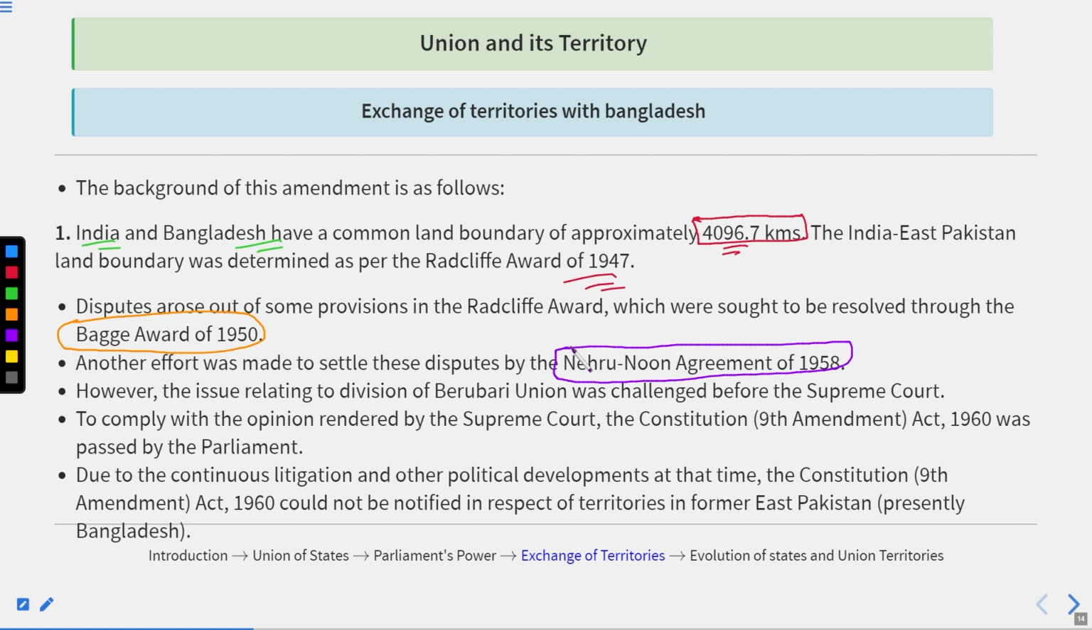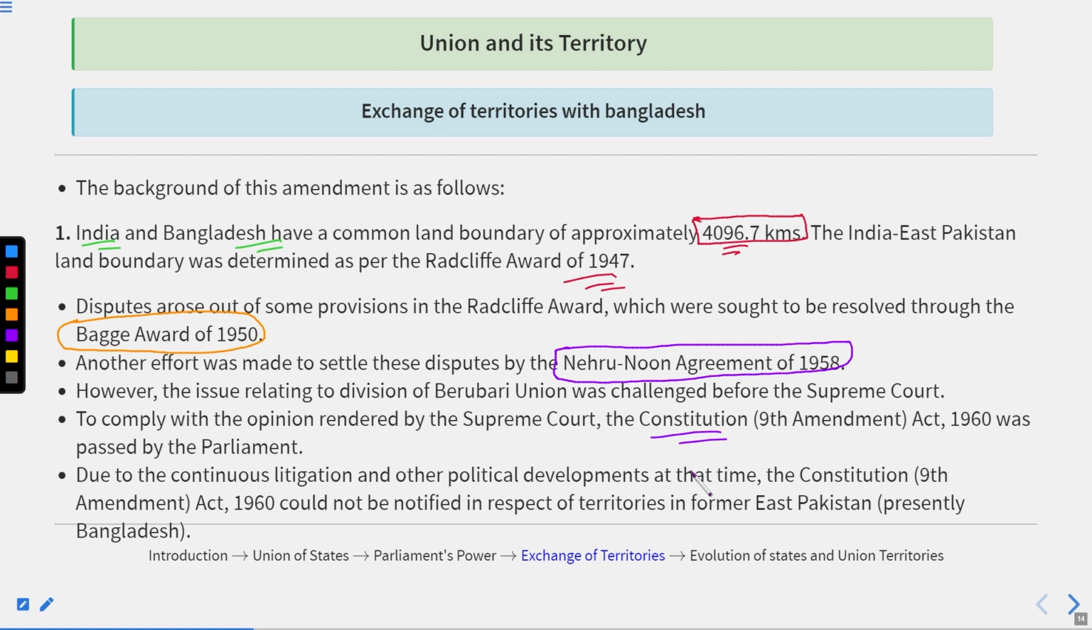But the conditions were not in favor. All right, and even in the Berubari Union case, the Supreme Court said that an amendment is necessary. So that's why Parliament passed the Constitution Ninth Amendment Act of 1960. Due to continuous litigation and other political developments at that time, the Constitution Ninth Amendment Act 1960 could not be notified in respect of territories in former East Pakistan, presently Bangladesh.